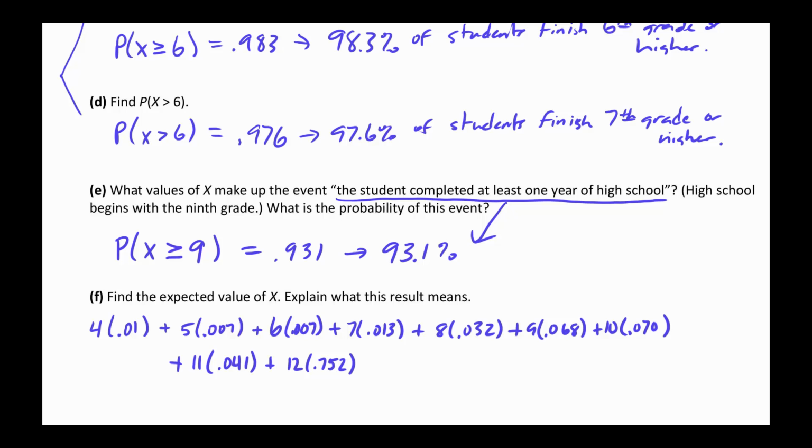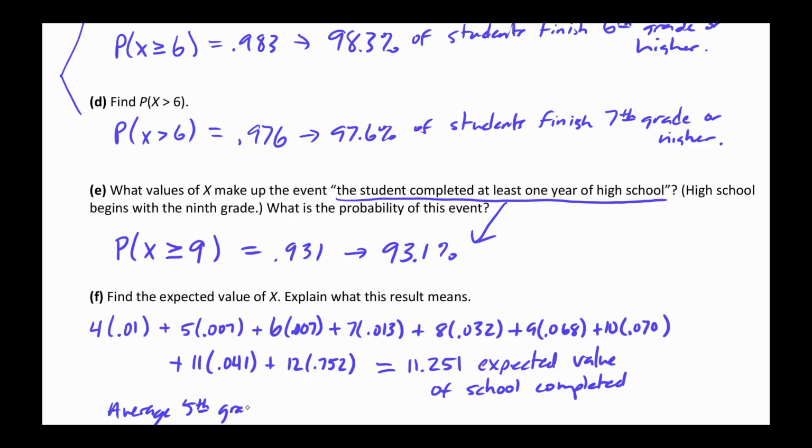If I put all of those in my calculator, exactly how it looks here, in the end I'm going to get the expected value. That will be 11.251. That's the expected years of school that a student will complete. So it could be expected that not everyone is going to complete them. On average, not every student will complete high school. This means the average 5th grader completes 11.25 years of school.